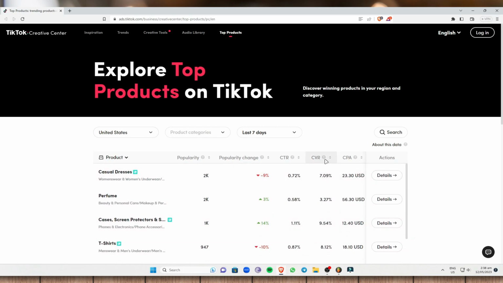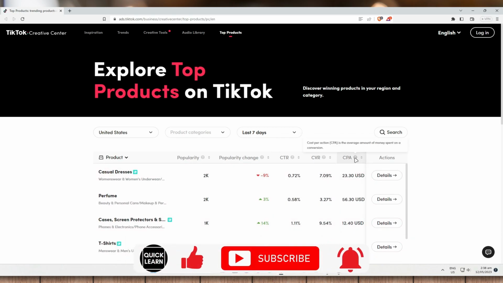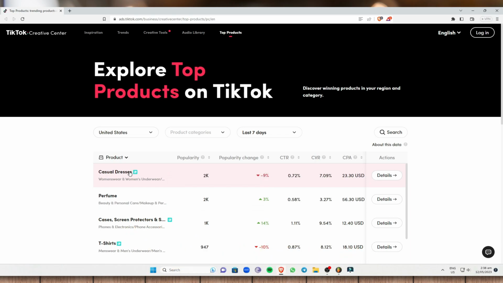So next is go to CPA. So this is the cost per action. So this is the average amount of money spent on a conversion. So this is the average amount of money spent on a certain ad. So this is not the total cost of the ad itself, but this is the average cost of ad that the advertisers paid for a certain product.